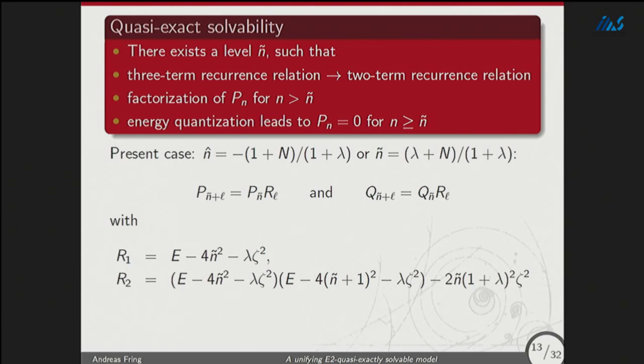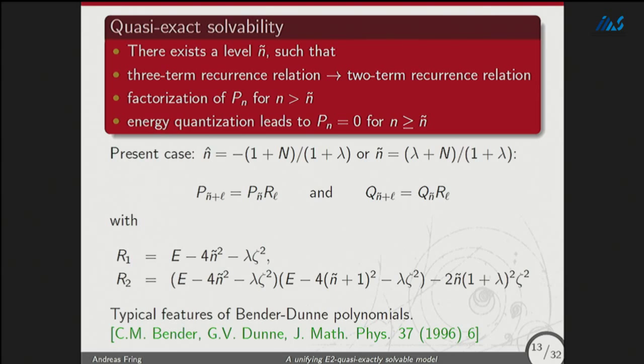But they are not that relevant, depending on the question you're asking, because for any L larger than 0, this will vanish, because I will set now Pn to 0. And these are the typical features of what is often referred to as Bender-Dunne polynomials. Carl did this a while ago.